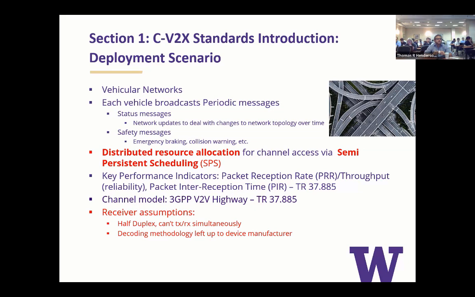For this work, we'll be assuming a V2V highway channel model, which is recommended in 37885. And we will further assume that UEs are half duplex devices incapable of transmitting and receiving simultaneously. And because the decoding methodology is left up to the device manufacturer, nothing like successive interference cancellation or chase recombining is used. Only one packet can be decoded per resource unless otherwise noted, and decoding one blind retransmission is as good as decoding two.